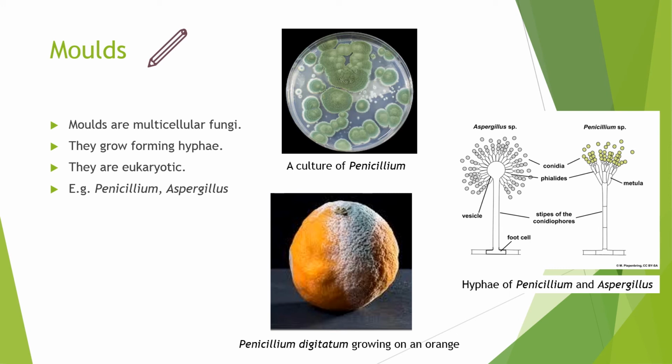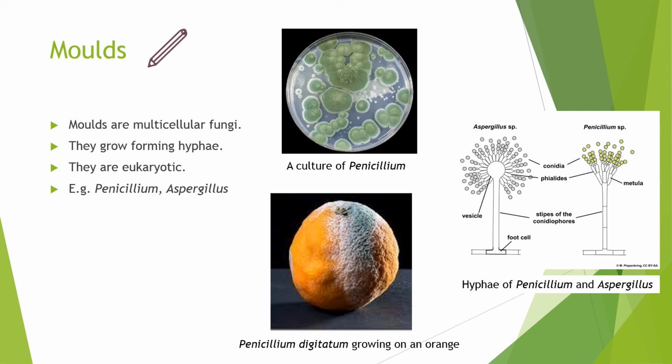Molds, obviously, as fungi, are also eukaryotic, and some examples are Penicillium and Aspergillus. So Penicillium, I think the name will already tell you what it does. It produces penicillin. Oh my God, excuse me. This is the mold that we use to produce penicillin.